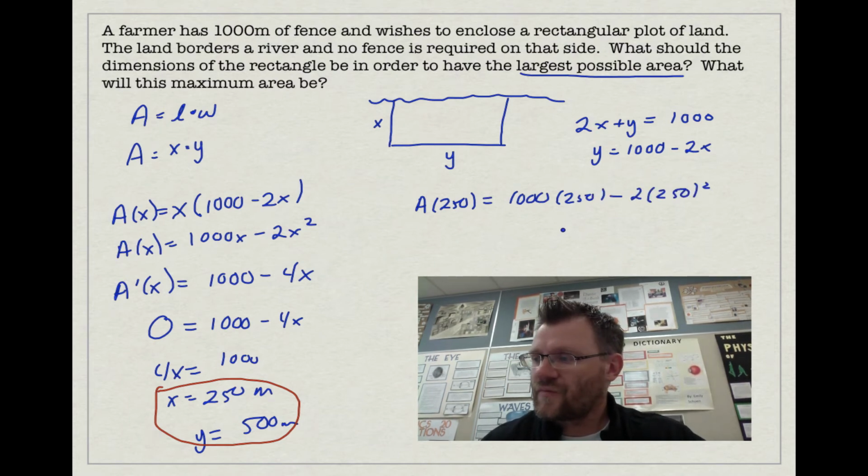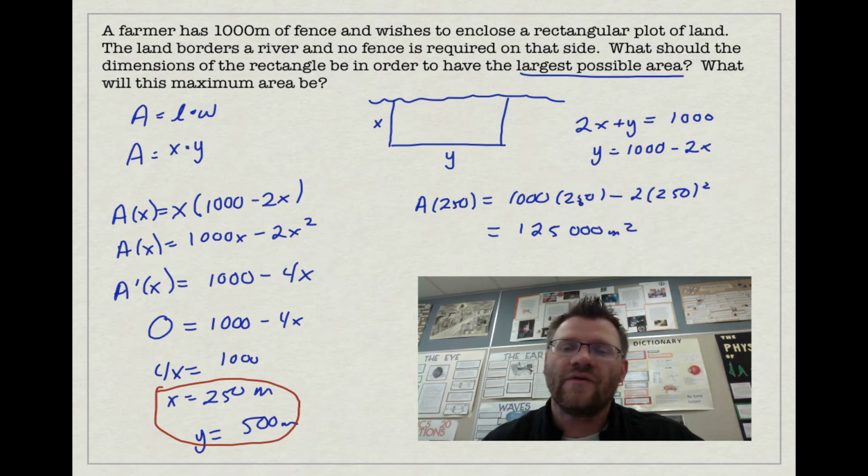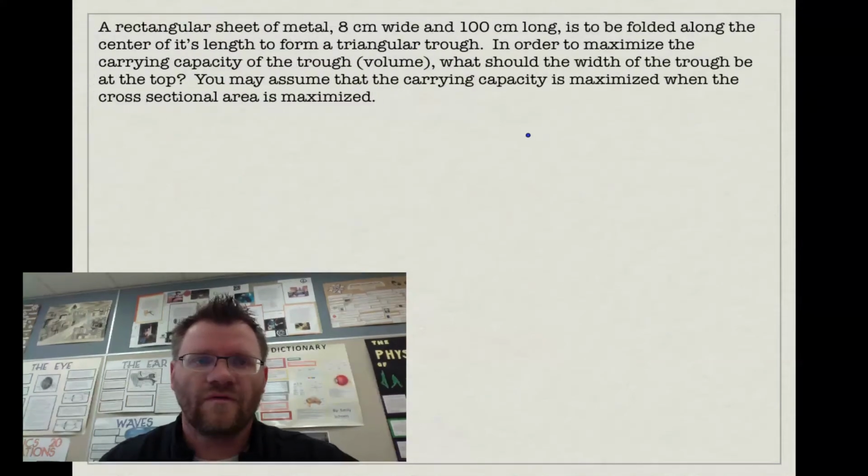And when we do that, we find that the area is going to be 125,000 meters squared. Now the other way to do it, since we found these two dimensions, you could just go 250 by 500. You'd also get 125,000 meters squared. So here's our last example.